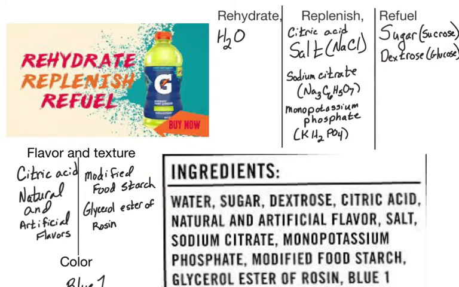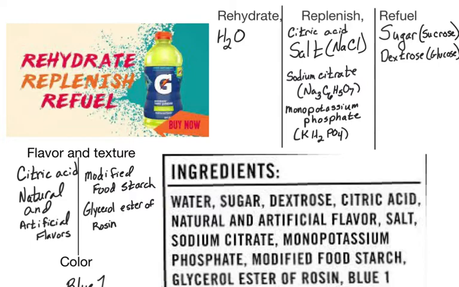The citric acid has two uses. It can be used to flavor, so it tastes a lemony flavor, and it can also be used as part of the replenish. And specifically, what's being replenished is your electrolytes. That is also going to be done by the salt, the sodium citrate, and the monopotassium phosphate. Notice that all of those are ionic compounds, and so we're going to see how they work as electrolytes in the next section.